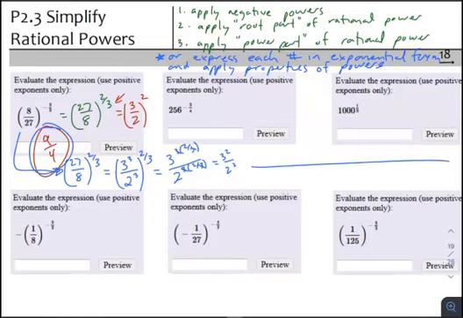All right, I want you to try the other two problems in the top. See if you can answer these two questions here.